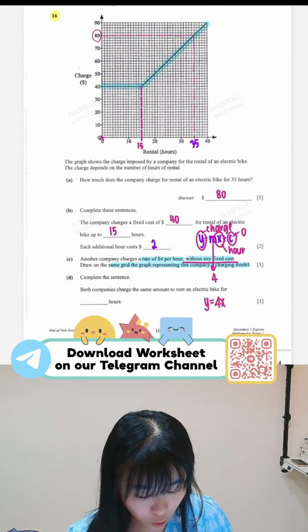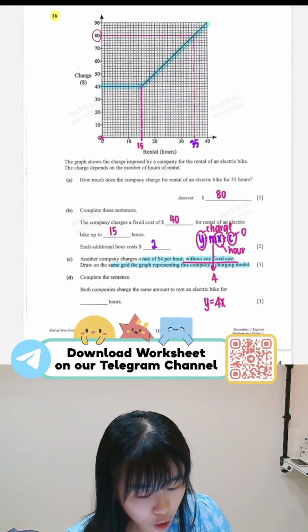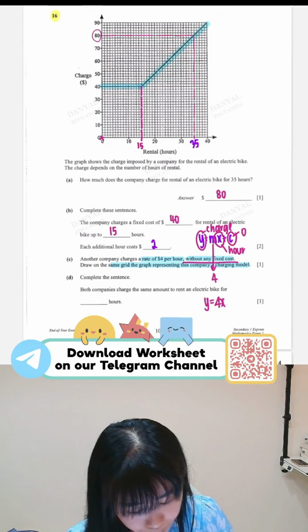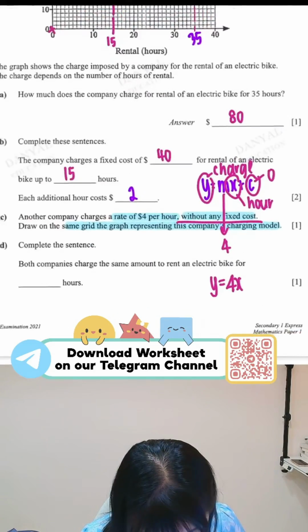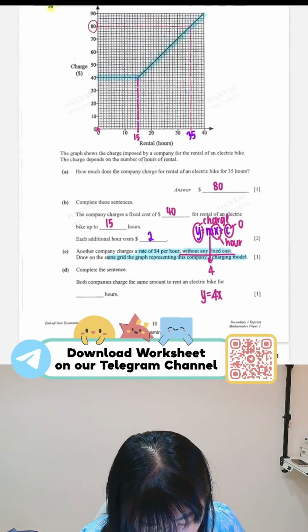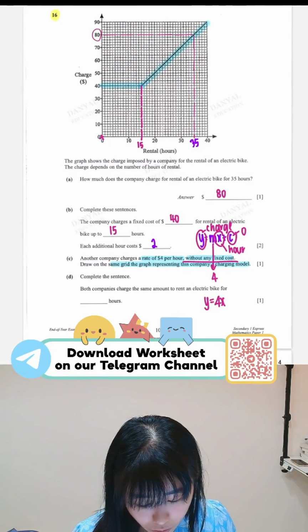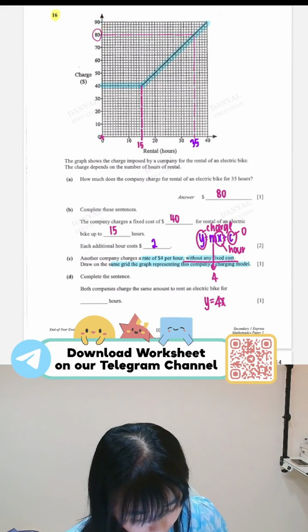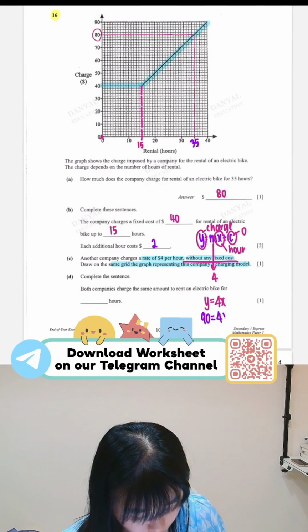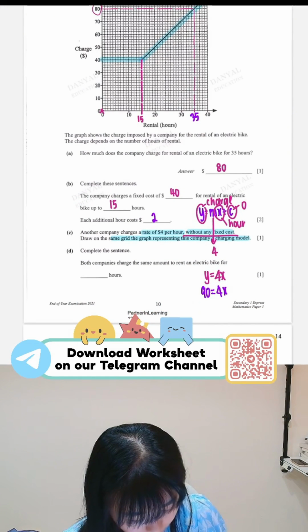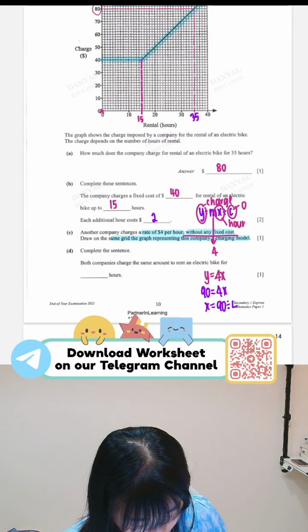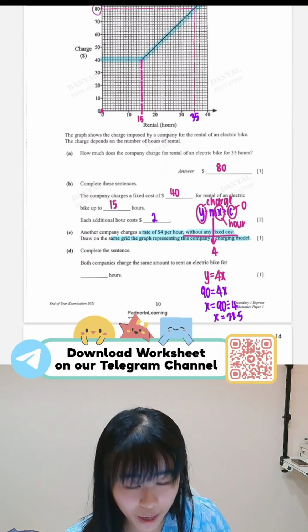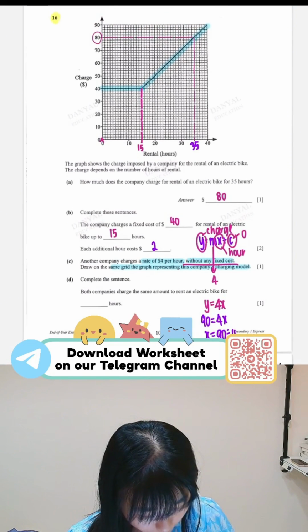And then to be able to plot this graph, I got 1 point here already. I just need another point. So what I will do is I will sub in. Did they say need to draw until where? Draw on the grid representing the company's charging model. So okay, I'm just going to assume the maximum charge until 90. So 90 is my y, so y equals 4x. To find the x is 90 divided by 4. So my x at that point in time is going to be 22.5. Which also means my another point is x is 22.5, y is 90.